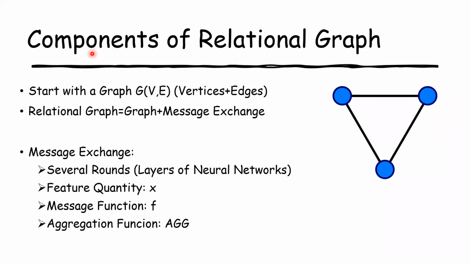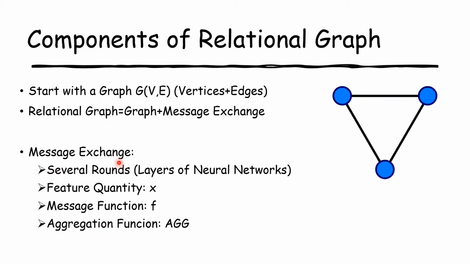So the key insight here for relational graph is that we want to capture the graphical structure of a neural network. To define a relational graph, we start with a normal graph, which just has some vertices and edges. To make it a relational graph, we associate something called message exchange with this normal graph, as we discussed earlier. A message exchange will contain several things.